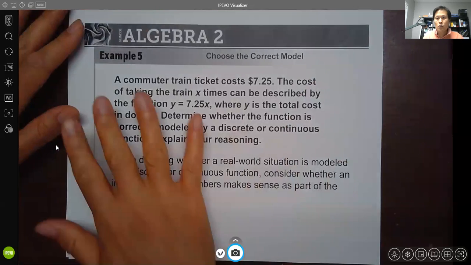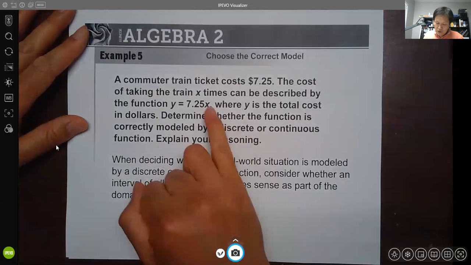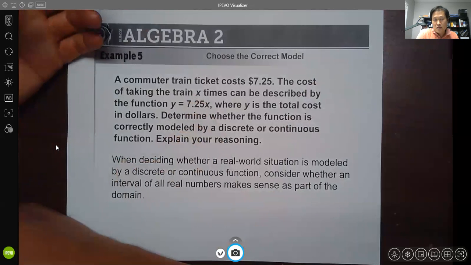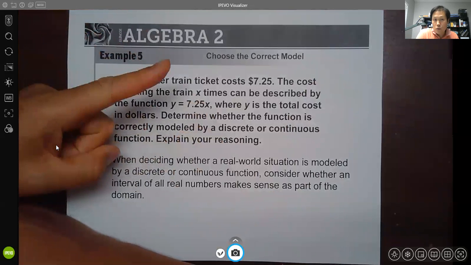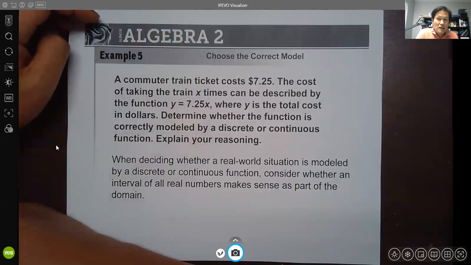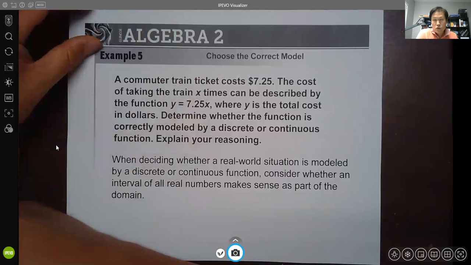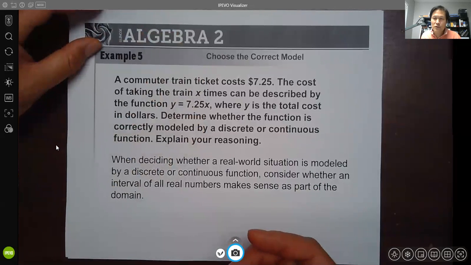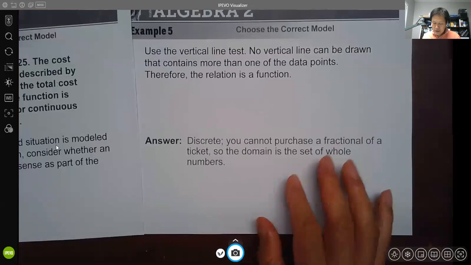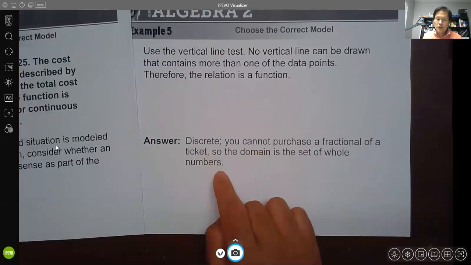Why? Because in a word problem, an application problem like this, you need to think about the context. If you see taking the train x times, a person can take the train 0 times, or once, twice, 3 times. So the x value is a whole number, no decimal. You cannot take the train like 1.725 times. That doesn't make any sense. So be careful. You cannot purchase a fractional part of a ticket, so the domain is the set of whole numbers. So it should be discrete.